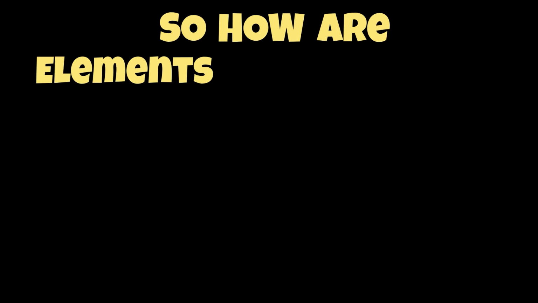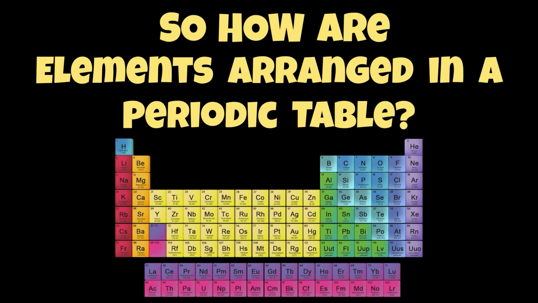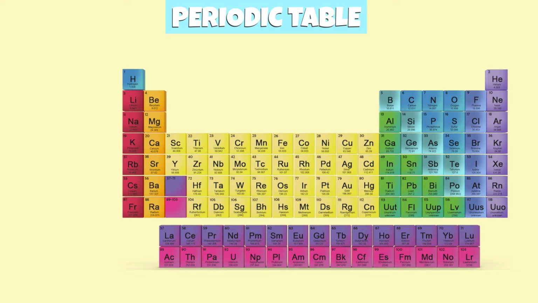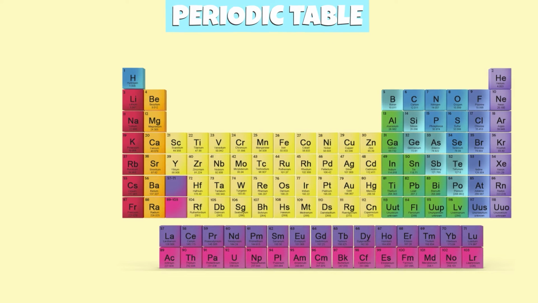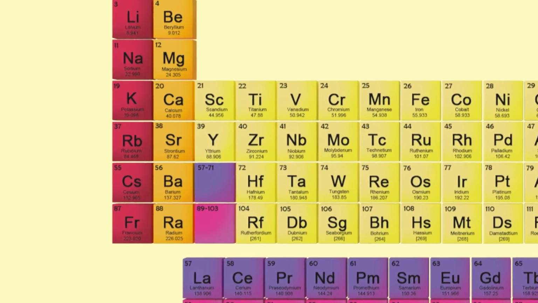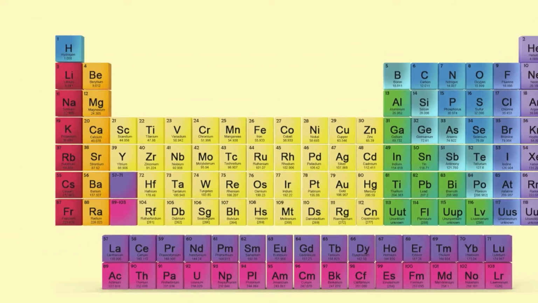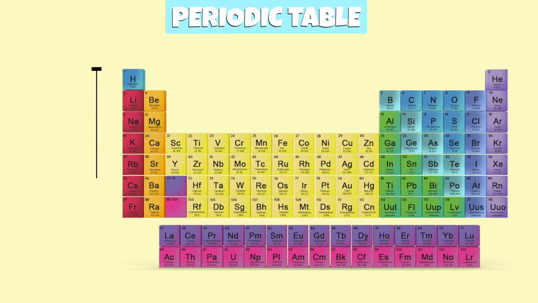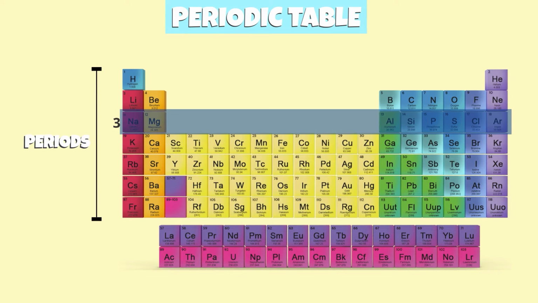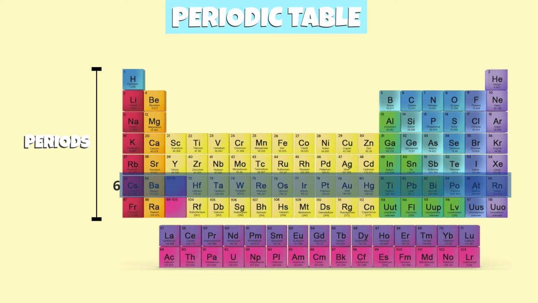So how are elements arranged in a periodic table? If we look at a periodic table from left to right as we read a book, we will notice that all elements are arranged in horizontal rows according to their atomic number in increasing order. These rows in the periodic table are known as periods. There are a total of 7 periods in the periodic table.